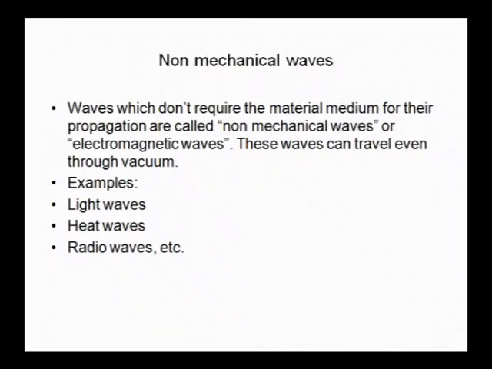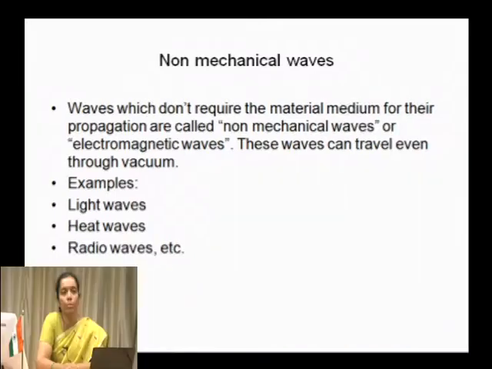Non-mechanical waves are the ones which do not require a material medium for their propagation. Non-mechanical or electromagnetic waves can even travel through vacuum. Examples of non-mechanical or electromagnetic waves are light waves, heat waves, radio waves, infrared rays, microwaves, visible light, etc.